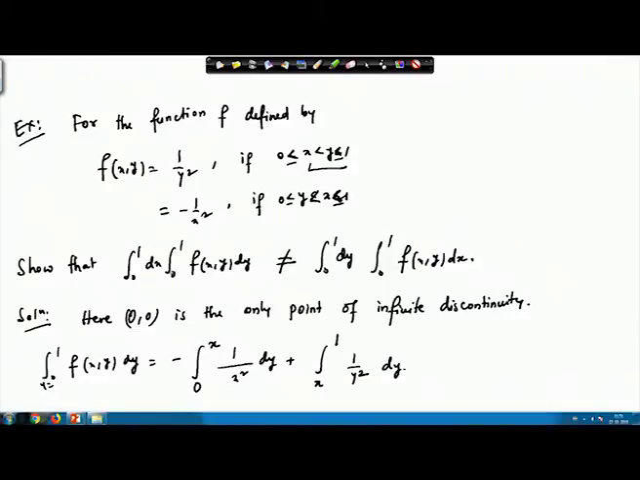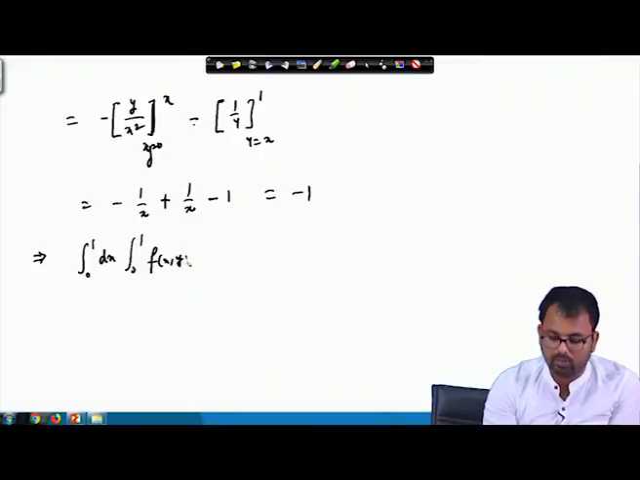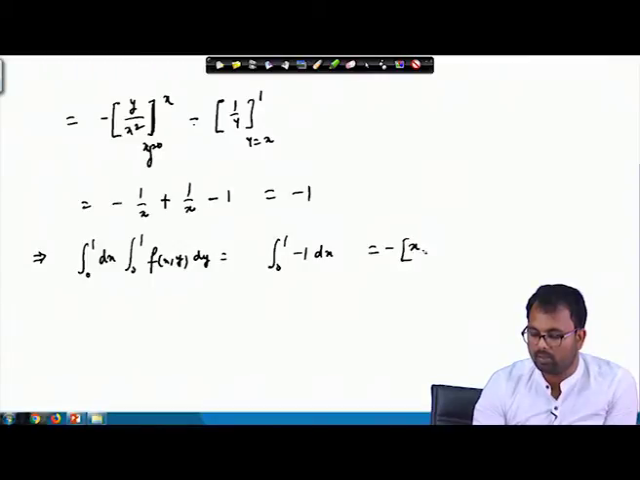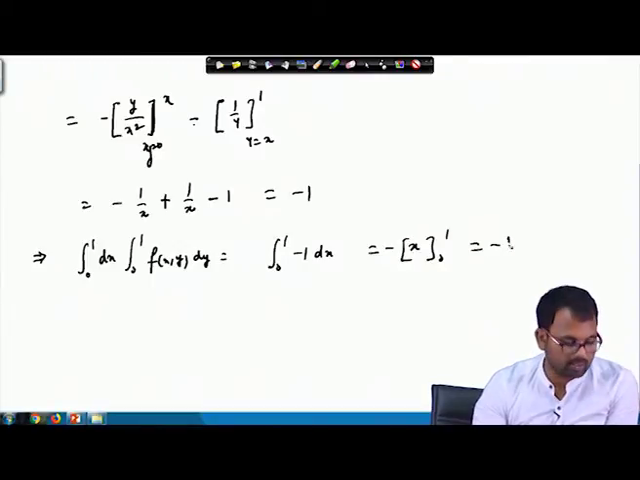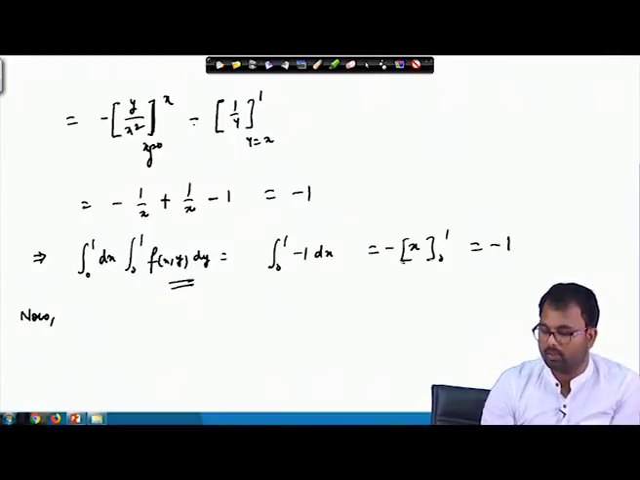And therefore, from here if I want to evaluate the left hand side, integral from 0 to 1 dx integral from 0 to 1 f(x, y) dy is equal to integral from 0 to 1 of minus 1 times dx. So, this is minus x from 0 to 1. So, this is basically minus 1. Now, we have found the value as minus 1.